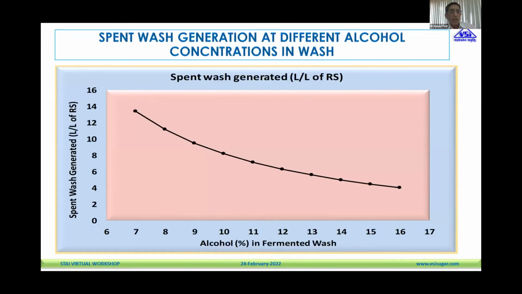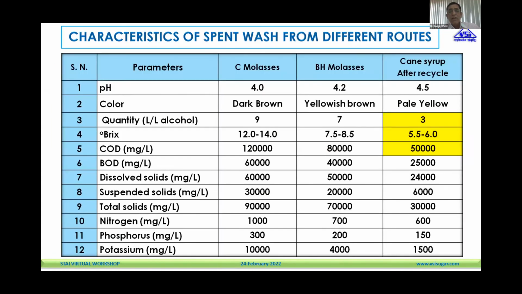This is the typical graph of spent wash generation versus the alcohol concentration in fermented wash. So you can see that if you achieve 13% alcohol concentration, your spent wash generation will be about 6 liters per liter of alcohol produced. And these are the characteristics of the spent wash generated. You can see that with the spent wash recycle, you will be able to reduce the quantity of spent wash generation to 3 liters per liter of alcohol produced.